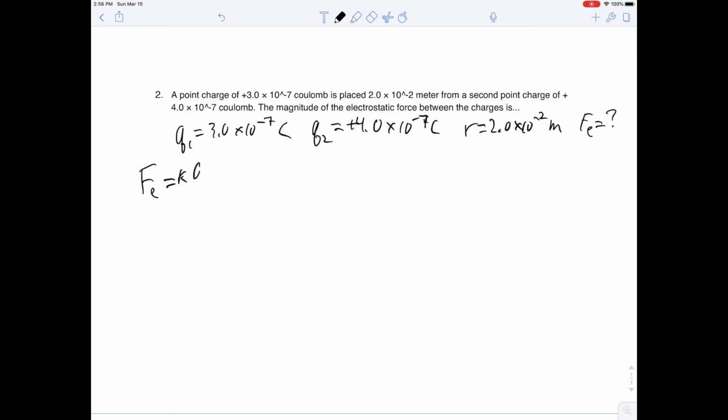So once again, Fe equals kQ1Q2 over R squared. Fe is equal to 8.99 times 10 to the 9th newtons meters squared over coulomb squared.